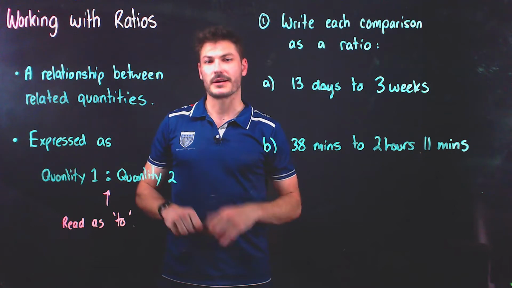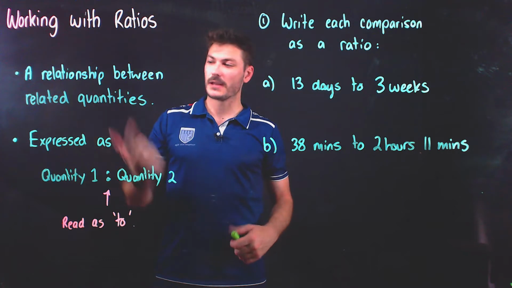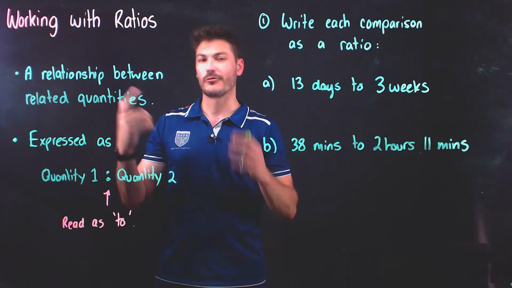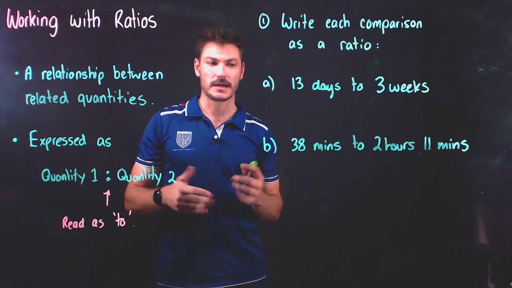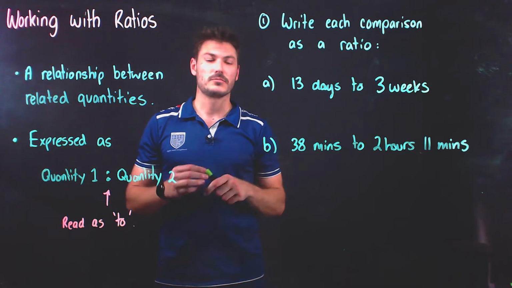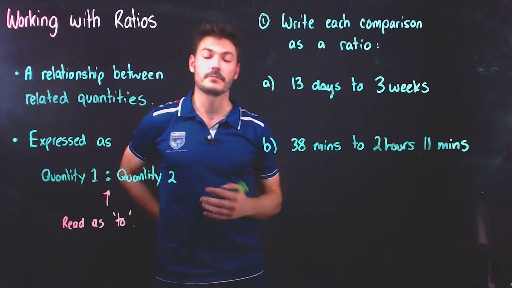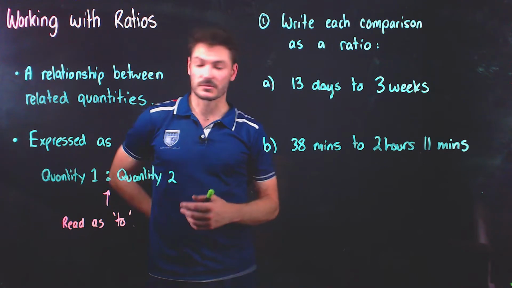So I've just got here an informal definition, but a definition nonetheless. A ratio is a relationship between related quantities. So it doesn't have to be the exact same thing. It could be boys to girls, it could be hours to minutes, it could be liters to liters, so it could be the same. And we're going to look at those sorts of things.